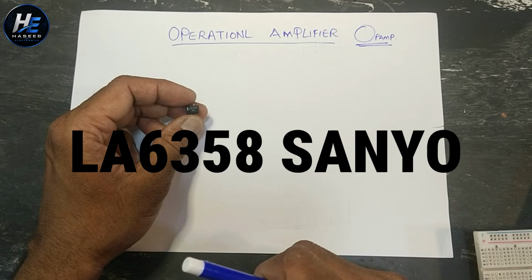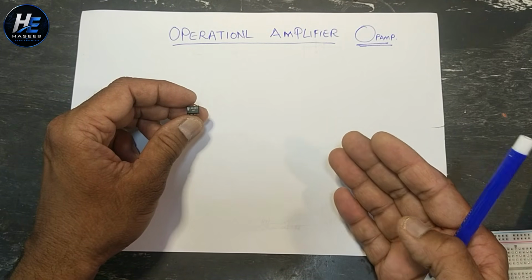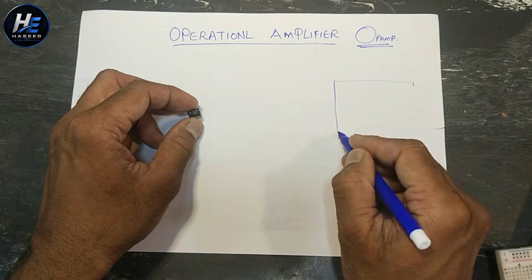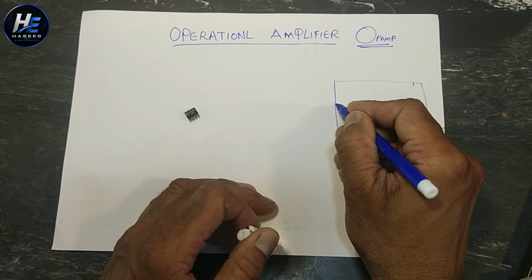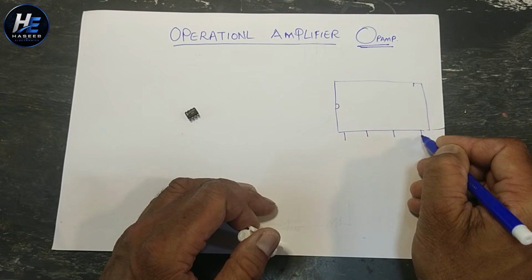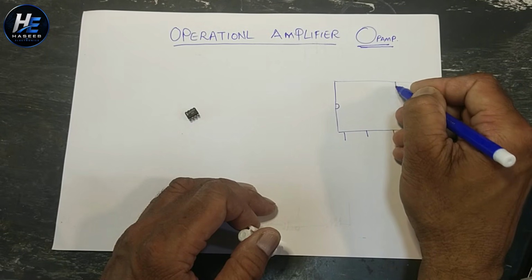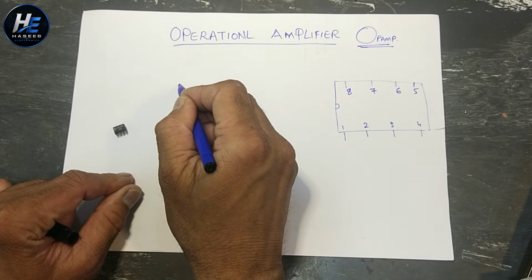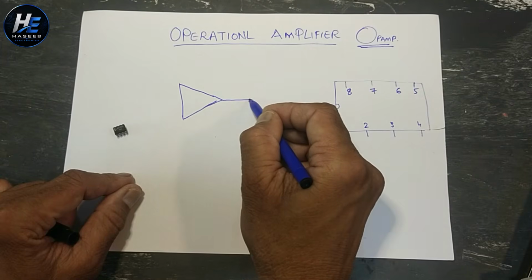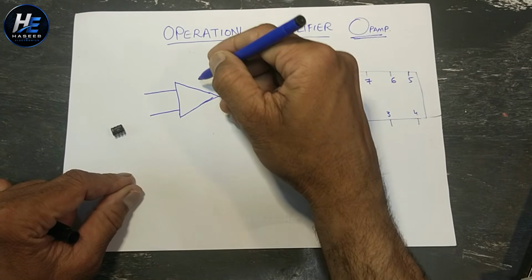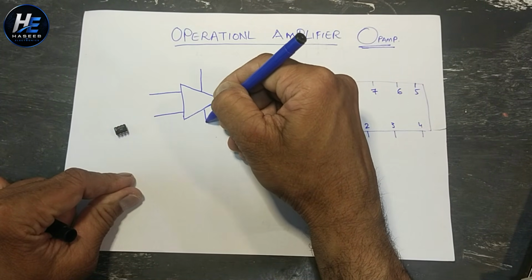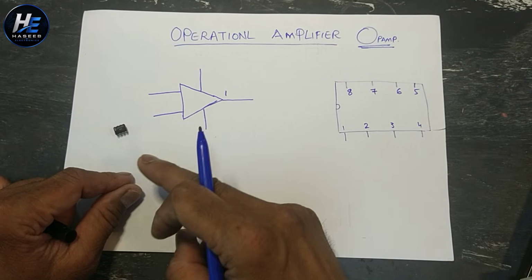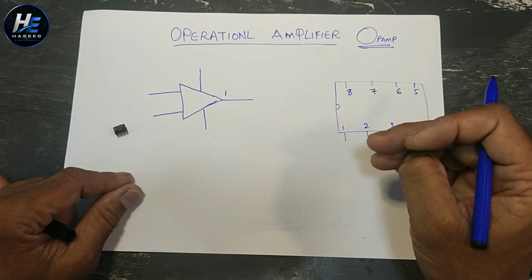For reference, I am using LA6358. It is from Sanyo. If we discuss from the other manufacturers, LM358 8-pin IC. Cut here, pin 1, 2, 3, 4, 5, 6, 7, 8. If you see its symbol, output, 2 inputs, power supply pins. It is 2-channel operational amplifiers. That means there are 2 operational amplifiers within this IC.